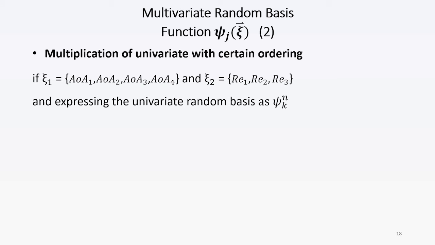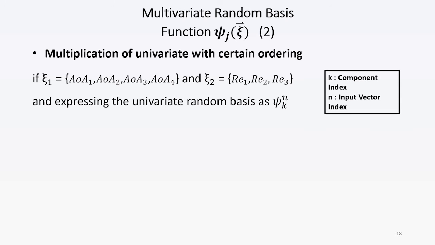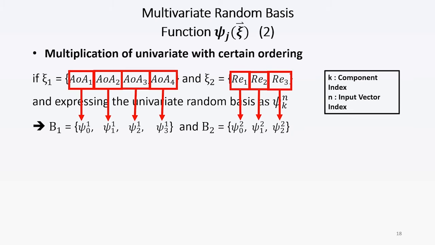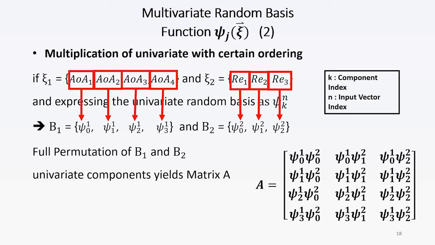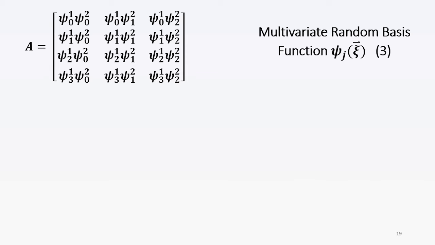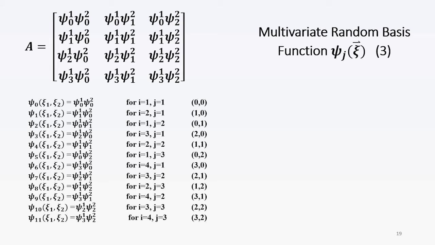So if we have a random input vector xi1 with 4 angle of attack values, and a random input vector xi2 with 3 Reynolds number values, and if we express the univariate random basis as psi kn, with k being the component index and n the input vector index, one can deduce the univariate random basis function vectors b, and a full permutation of these vectors leads to the matrix A. From matrix A, a reverse lexicographical ordering is implemented by comparing each two indices.